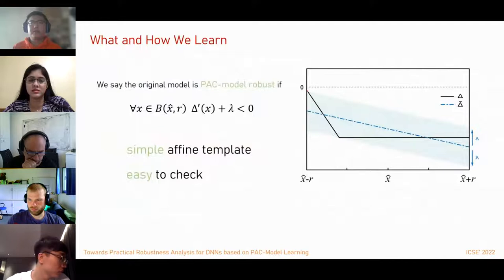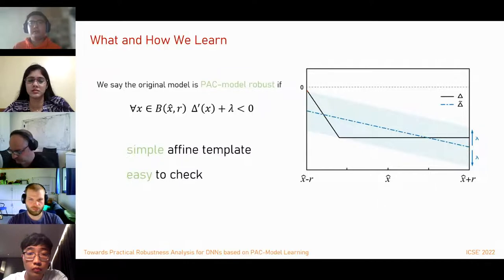After learning the surrogate model, we say the original model is PAC model robust if the surrogate model plus the margin lambda is smaller than zero in the neighborhood B. Since we learned an affine model, the property can be easily checked.